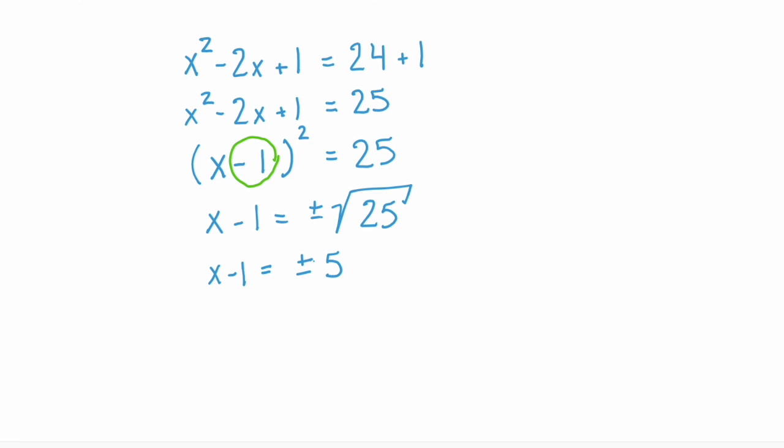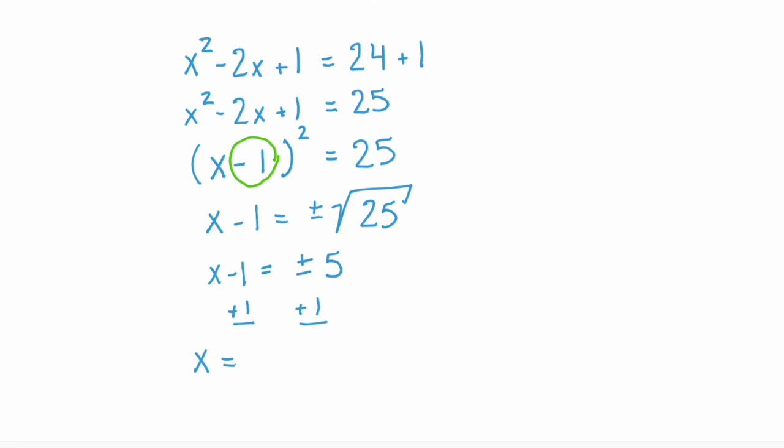Now you should understand why we need the plus and the minus, because a positive 5 times a positive 5 gives us that radicand of 25, but also the negative 5 times a negative 5. This is why we need to include the plus and the minus. Now we need to solve for x, and to do that, we're going to need to isolate it. So we'll add 1 to both sides.